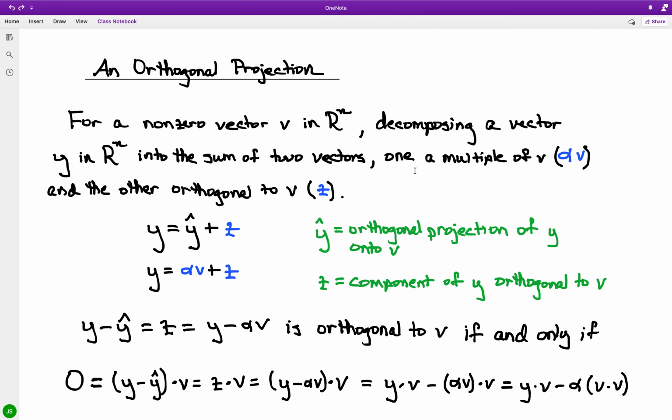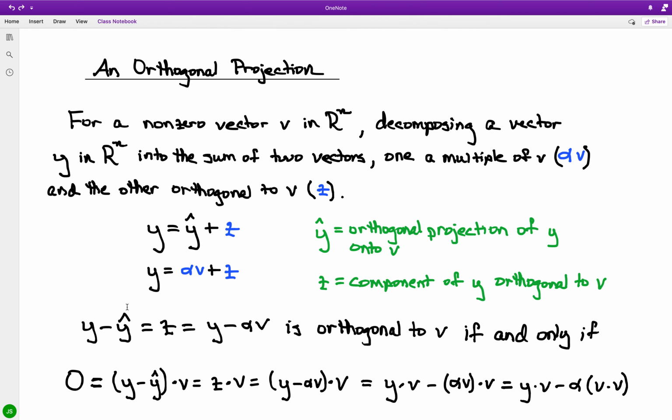With our equations, we have y is equal to y-hat, the orthogonal projection of y onto v, plus z. So again, y is equal to alpha times v plus z.